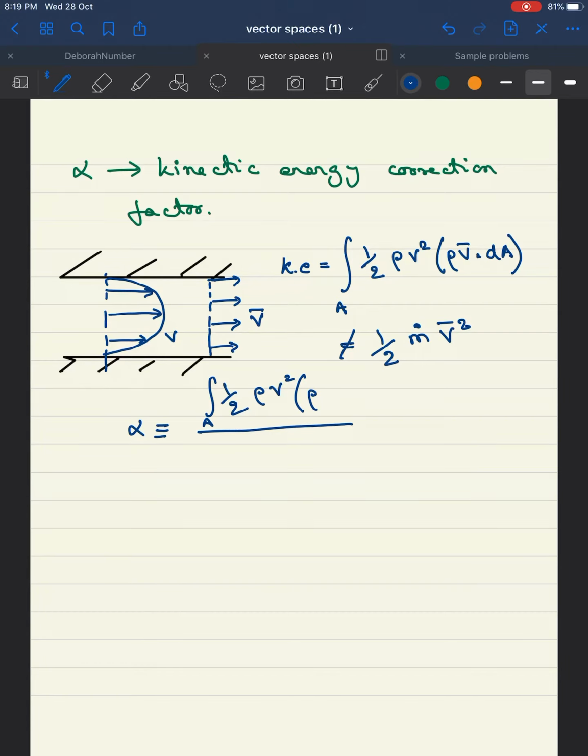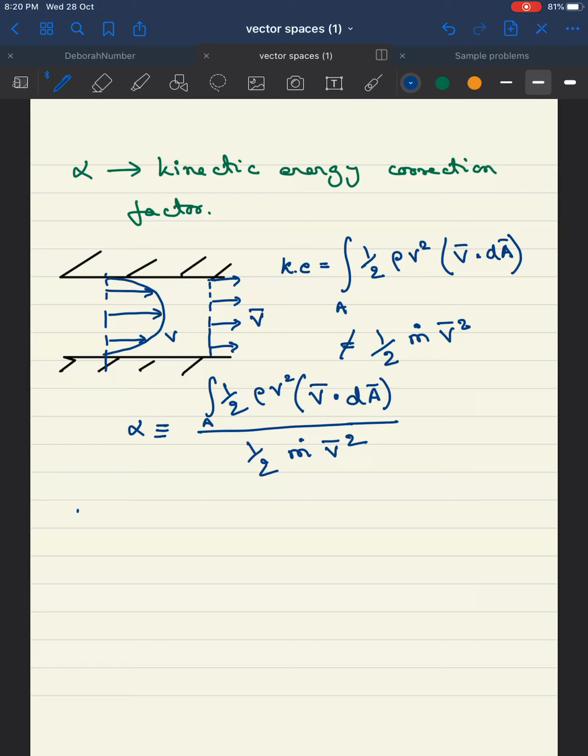I'm sorry, I've written rho twice. Sorry, there's a mistake here. Let me correct it. And I was going to repeat this mistake here. So this is half m dot. So this alpha just corrects for that term.